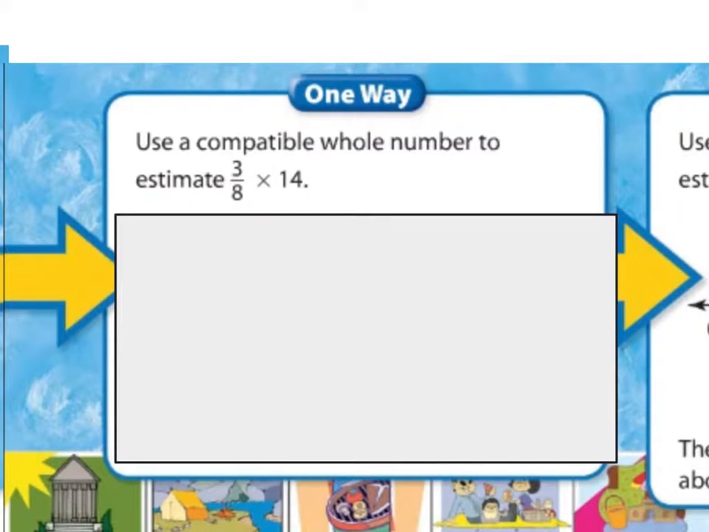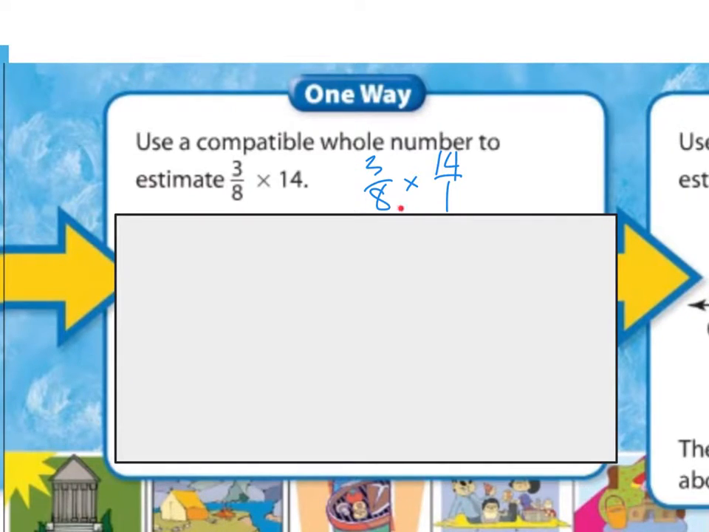So we're going to use a compatible whole number to estimate 3/8 times 14. What does that mean? Well, we're going to write 3/8 times 14 over 1. We know from last lesson that we can cross-simplify here, but we want to cross-simplify the most because we're estimating and we want to do it as quickly as possible. So we want to find another number up here that can be divided by 8 quickly.